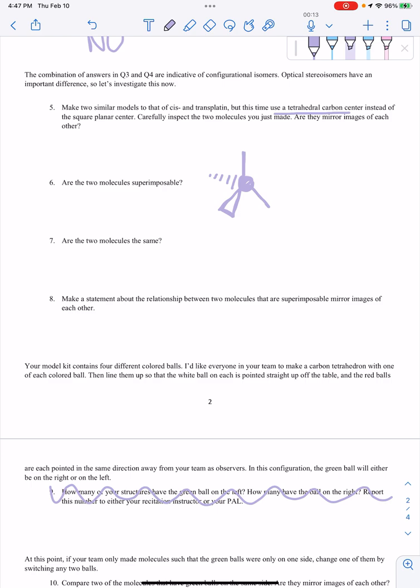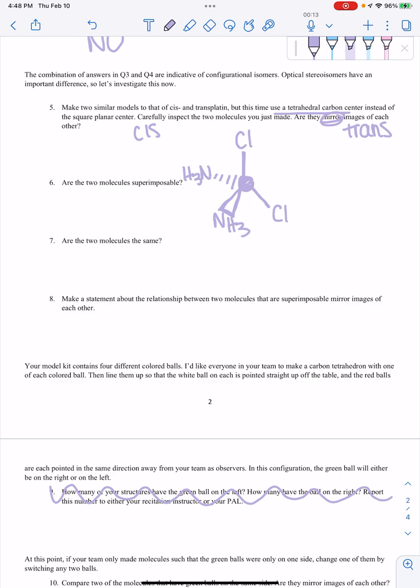So then we can start drawing in those same chlorine and amine groups. And so we're going to start with this cis isomer. We're going to have a chlorine and a chlorine next to each other. And then we're going to have an amine and an amine next to each other. So that is our cis isomer. And then we're going to try and draw the trans isomer. And question 5 is asking if they're mirror images of each other.